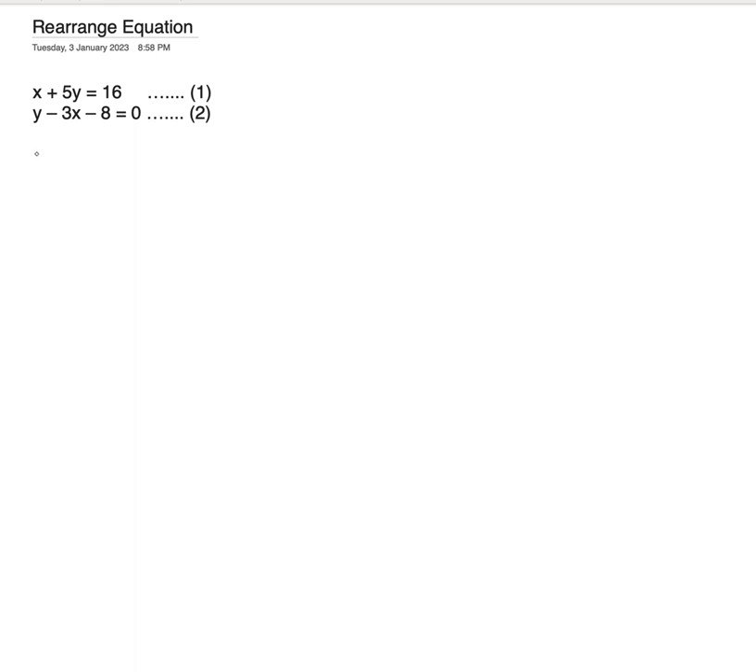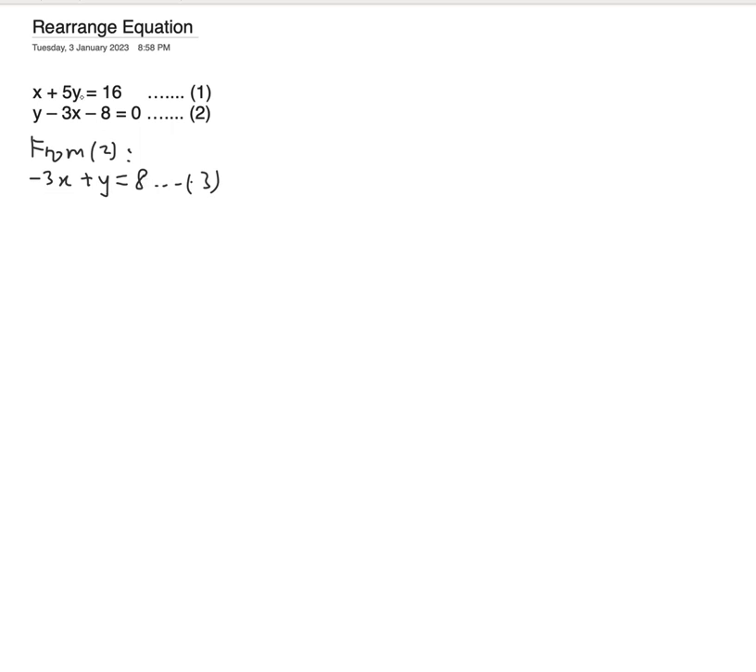Okay, so what we do now is we rearrange the second equation. So we say from equation 2, we have negative 3x plus y equals to 8. And we call this equation 3. Right, now we are ready to examine the equation. Equation 1 and equation 3.